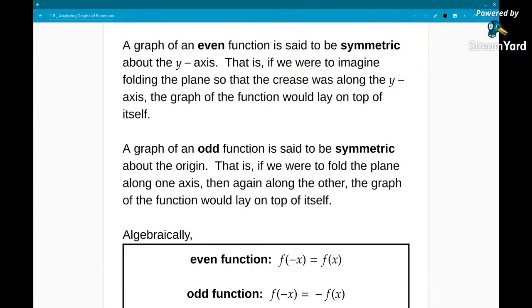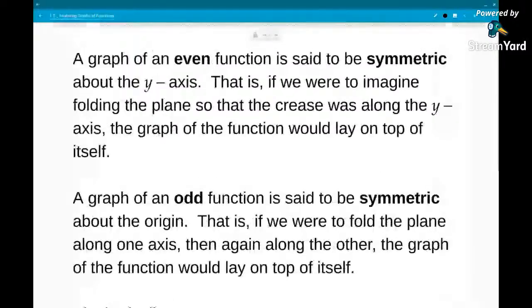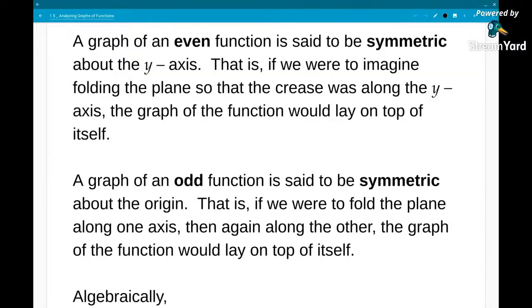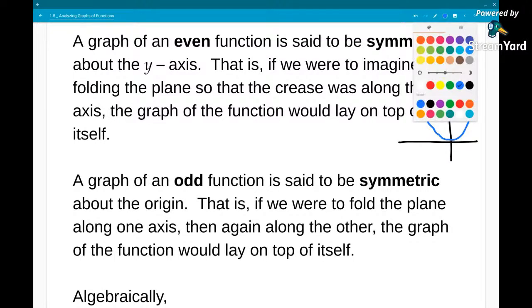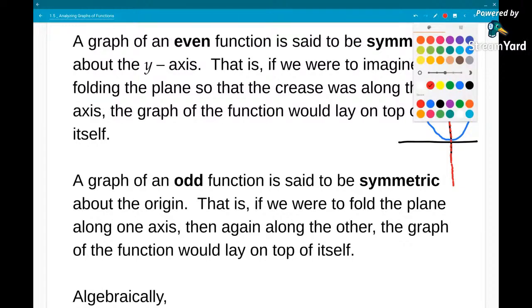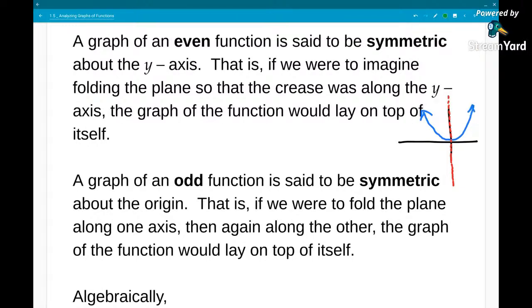An even function is a function that is symmetric about the y-axis. So the easiest example I could show you of a graph that's symmetric about the y-axis is a parabola. If you draw a perfect parabola on a piece of lined paper, and then crease the paper, then your parabola would overlap itself. So this part right here would overlap this if you held it up to the light.